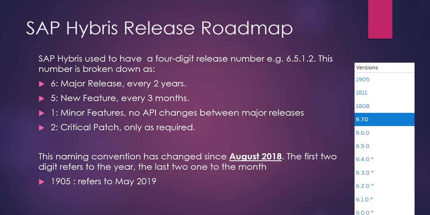This naming convention has changed since August 2018. The first 2 digits refer to the year, the last 2 to the month. For example, 1905 refers to May 2019.